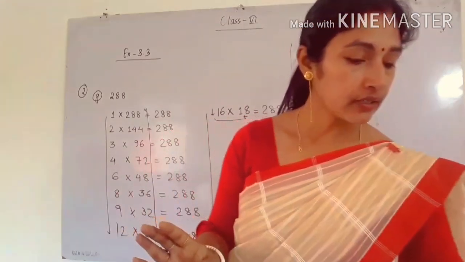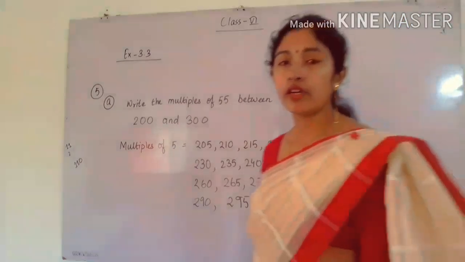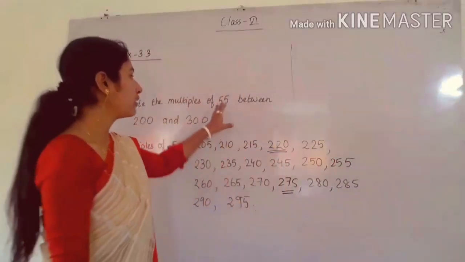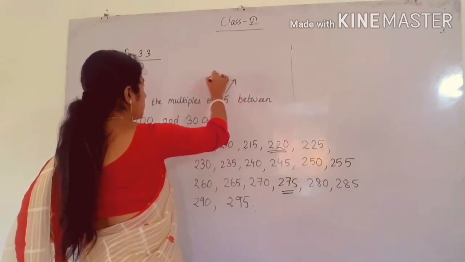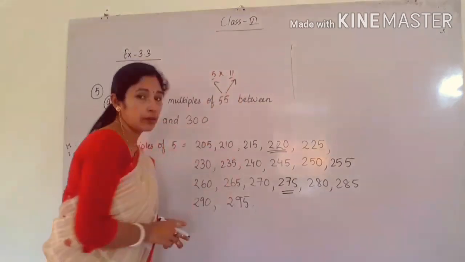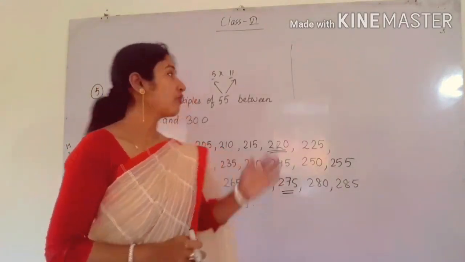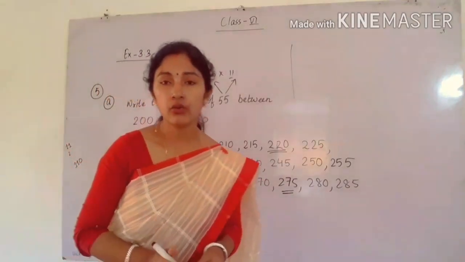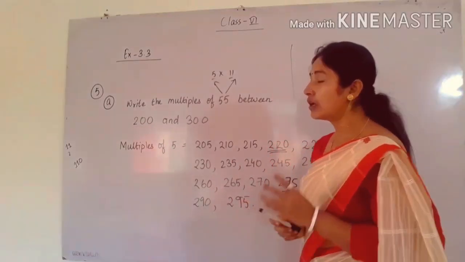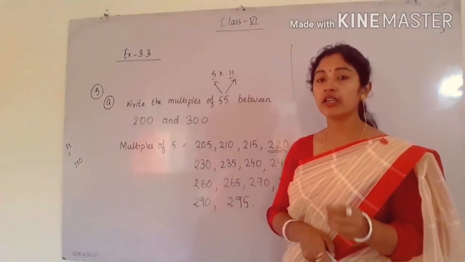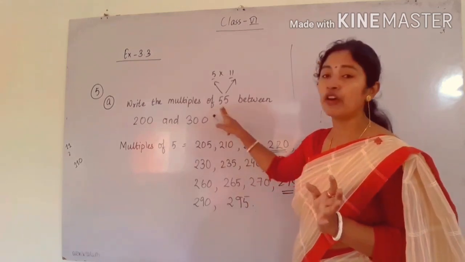So come to the next question. Write the multiples of 55 between 200 and 300. I have already told you, if you want to find the multiples of any number, just make prime factors of it. What are the prime factors? 5 and 11. Prime factors means when it is factorized into prime numbers. So 5 and 11 are prime numbers. You already know prime numbers from your previous class also. So now what you have to do? The numbers which are multiples of 5 and 11 both will also be the multiple of 55.